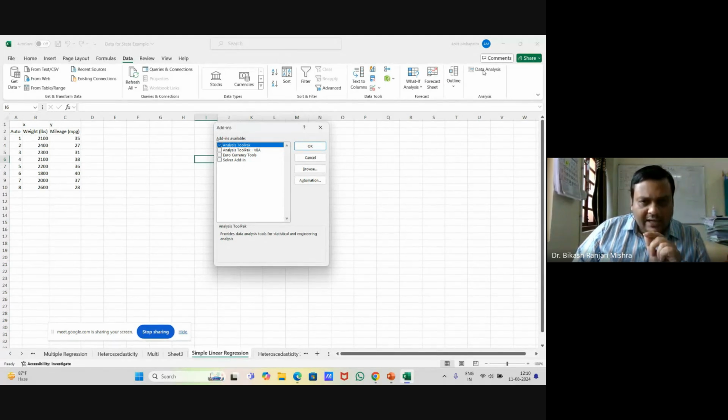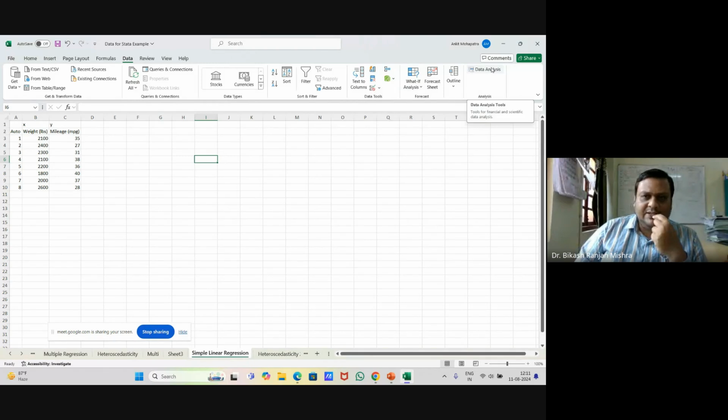So suppose you are not getting it, then this is the way in which you can generate or get an access to the data analysis component. Because in my Excel sheet it is already there. If it is not there, then you can click it and then OK it. So ultimately the data analysis will come.